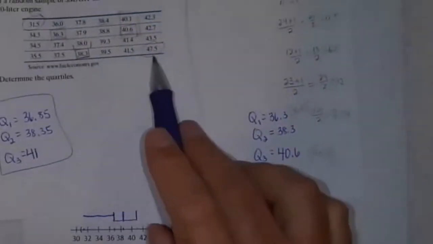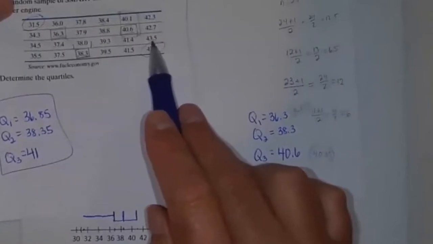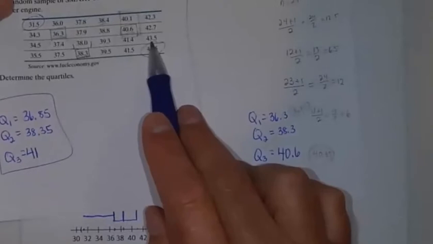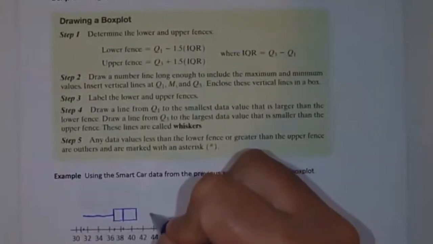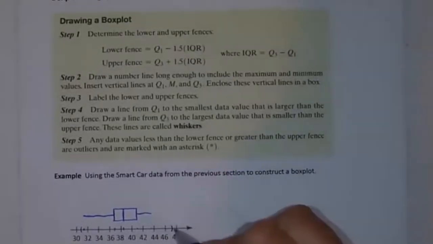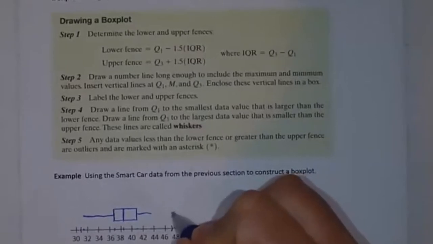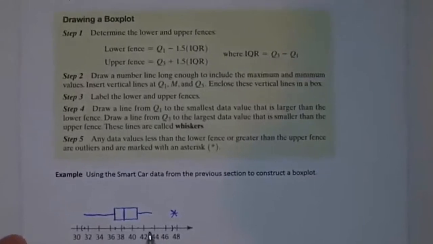47.5, my largest data value, is an outlier. So I'm not going to extend my whisker to the 47.5. Instead, I'm going to extend it to the largest value that's not an outlier, which for the smart car data is 43.5. So 43.5 would be around here. So I'm going to extend my whisker to about there. And then for the 47.5, the outlier, I'm going to label that with an asterisk. So this would be my box and whisker plot, or my box plot for the smart car data.